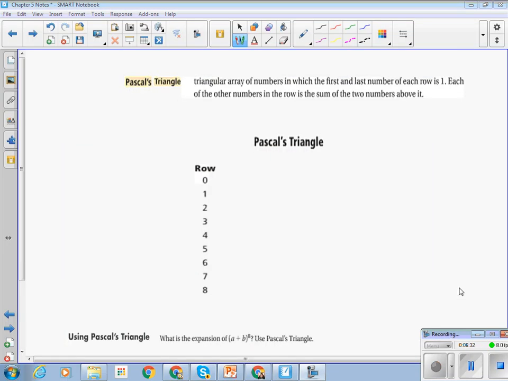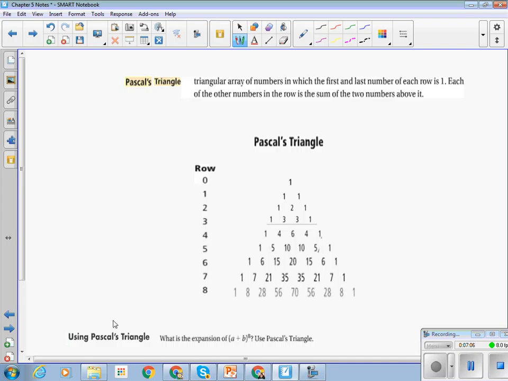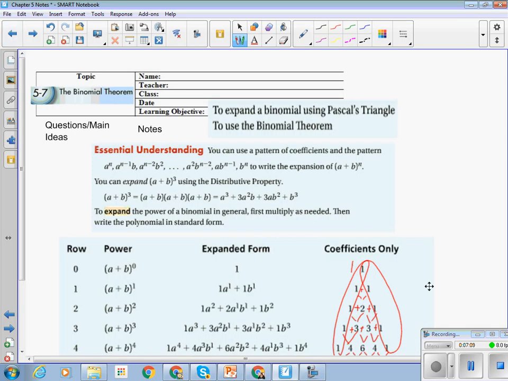So Pascal's triangle is the triangular array of numbers in which the first and the last number of each row is 1. Each of the other numbers in the row is the sum of the two numbers above it. So, start at the top one. The first row is row 0. The second row is actually row 1. So I want you guys to go ahead and add row 6, 7, and 8 to the previous, this guy.